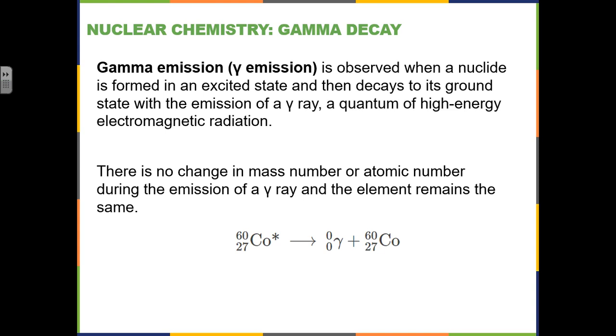Now, gamma emission is observed when a nuclide is formed in an excited state and then decays to its ground state with the emission of a gamma ray, a quantum of high energy electromagnetic radiation. So this is a high energy reaction and is very strong. However, it does not change the identity of the element in question. If you look at this particular type of decay, which is gamma decay, energy is emitted. However, the identity of the element remains intact.